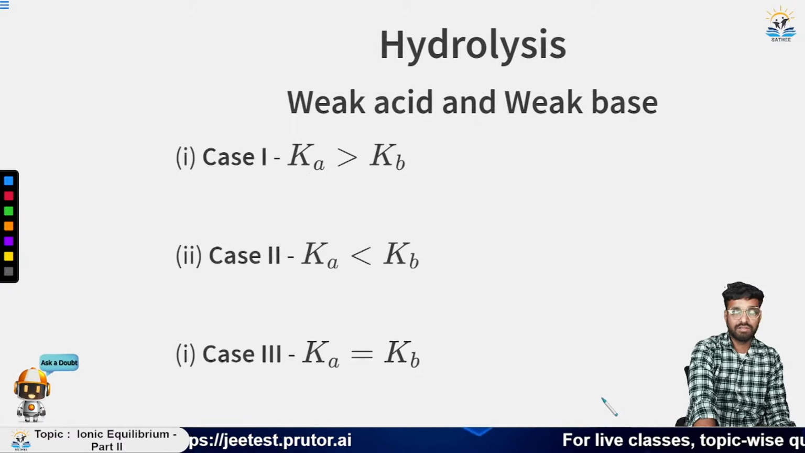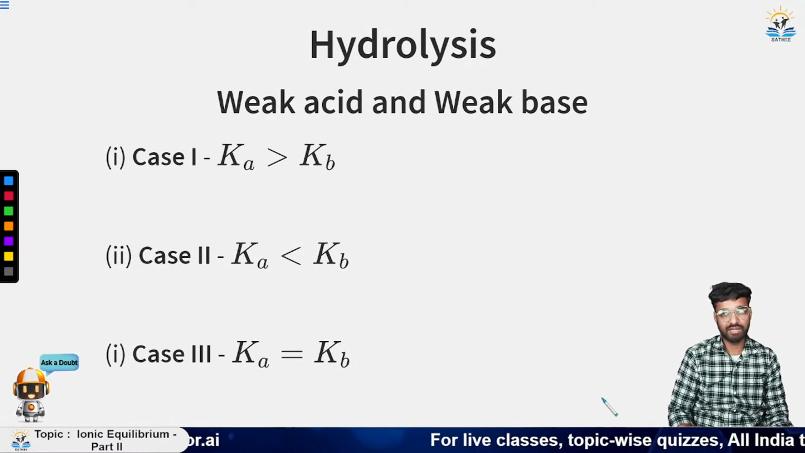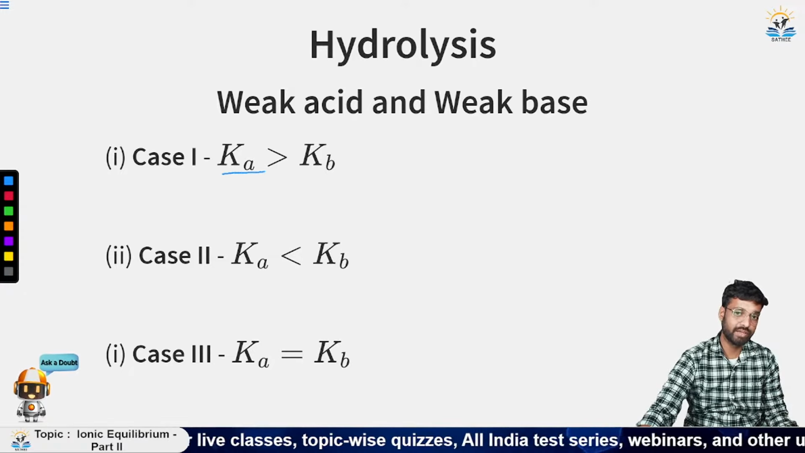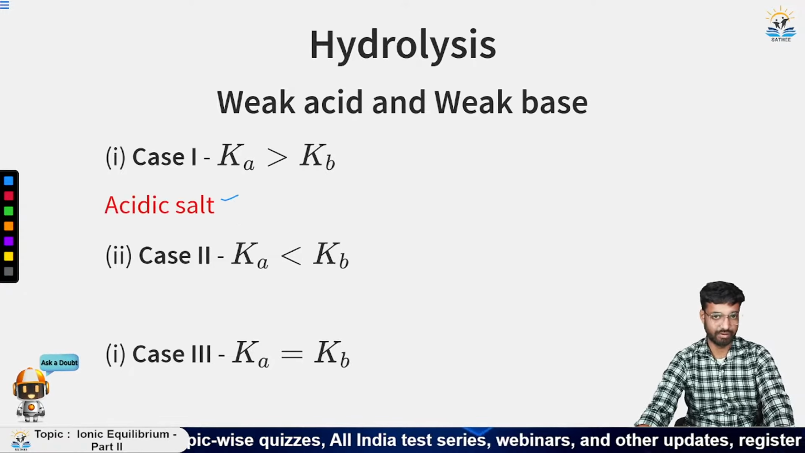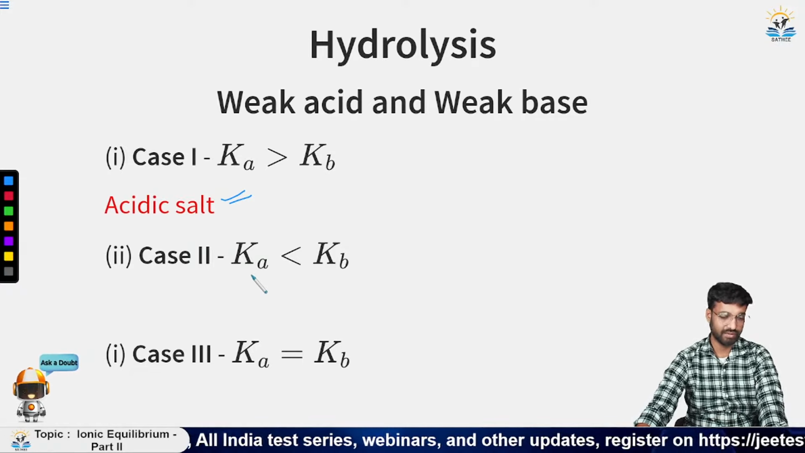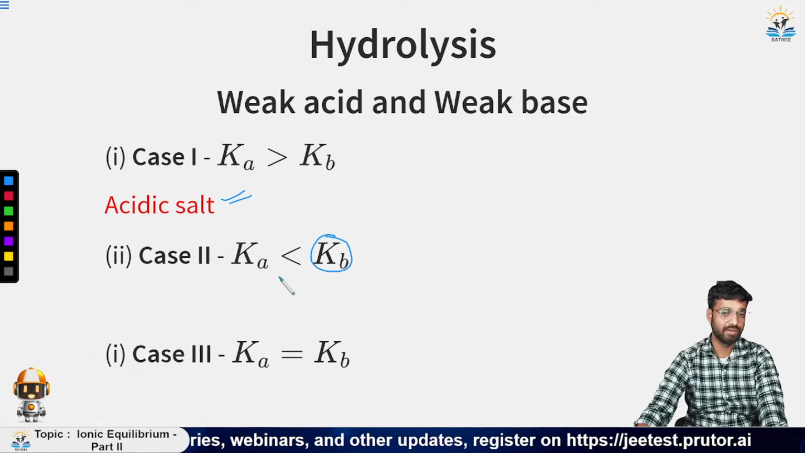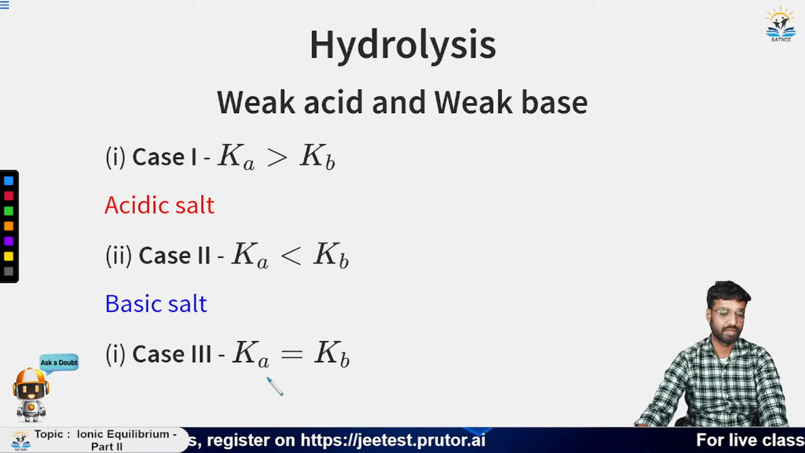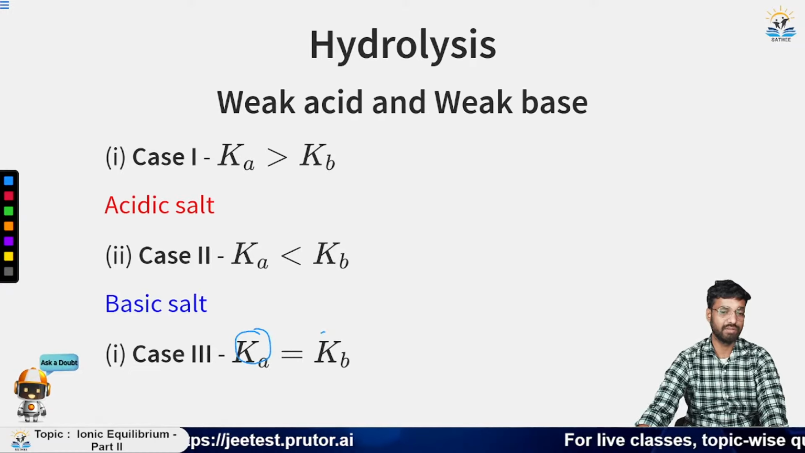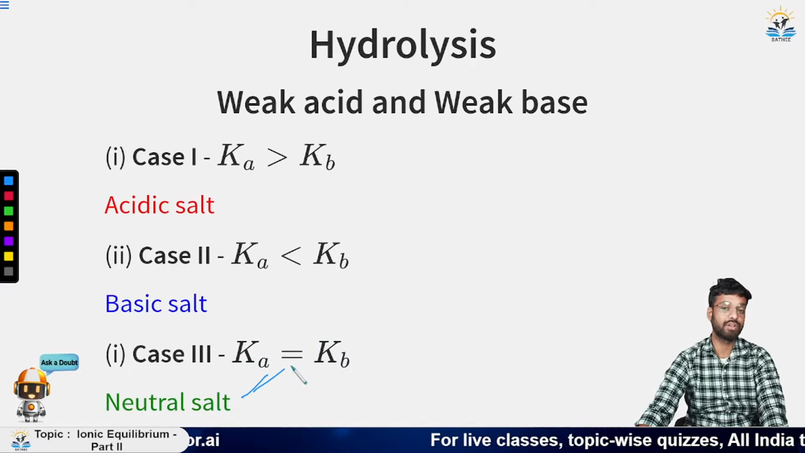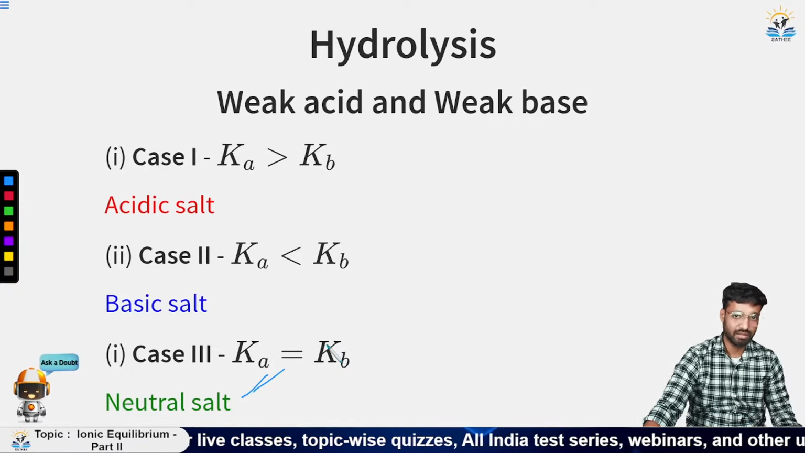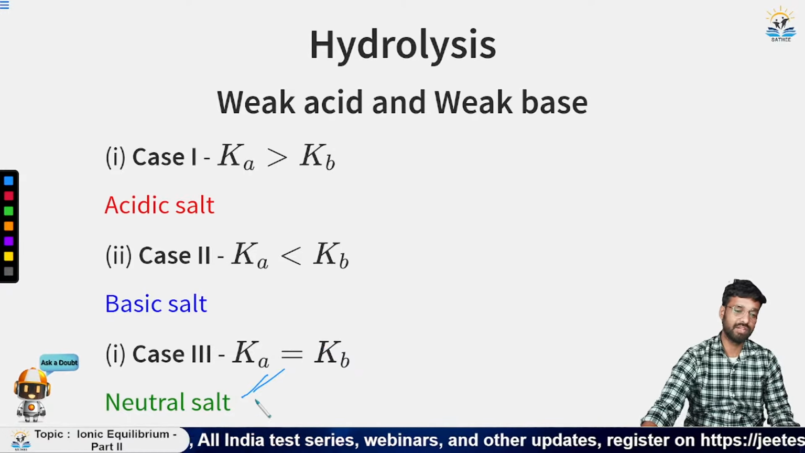So how will we compare the strength? We have the ionization constant values, that is Ka and Kb. If Ka is greater than Kb, that means we are having a stronger acid. Therefore, we will get an acidic salt. Similarly, if we are having a greater value of Kb for a weak acid and weak base salt hydrolysis, then we will get a basic salt. At the last, if Ka is equal to Kb, which is the last case, we will get a neutral salt again. It is the same as a strong acid and strong base, but if we get the same Ka and Kb value for a weak acid and weak base, we will get a neutral salt.